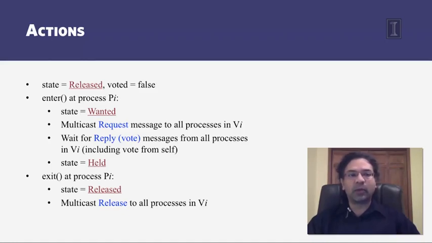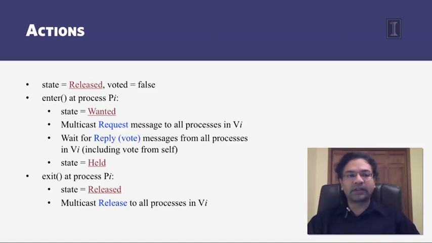Now, when this process Pi wants to enter the critical section, it first sets its state to be wanted, meaning it wants to enter the critical section. Then it multicasts a request message to all the processes in its own voting set Vi. Notice that this voting set Vi also includes itself. So when Pi itself receives its own request, it will have to process it. And I'll describe how this processing is done in the next slide.